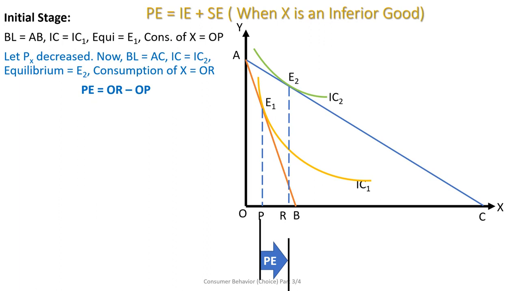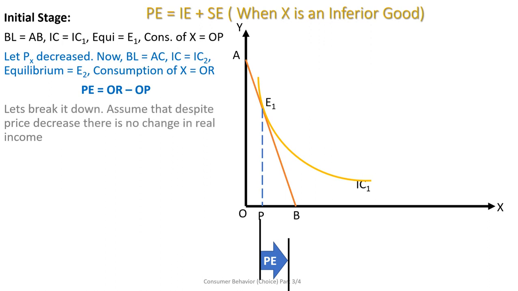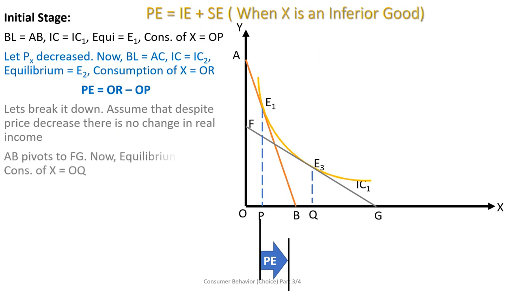Now let's break it down and assume that despite the price decrease, there is no change in the real income. Therefore, the budget line will no longer be AC. In fact, AB will pivot to FG. The new equilibrium will be at E3 and the consumption of X will be OQ. So the substitution effect is OQ minus OP.